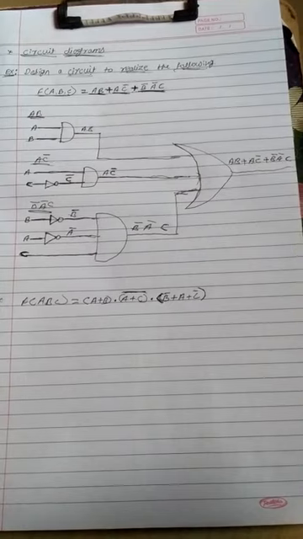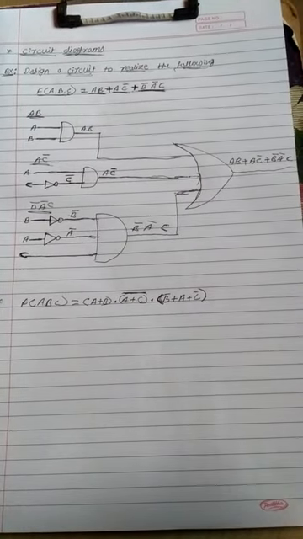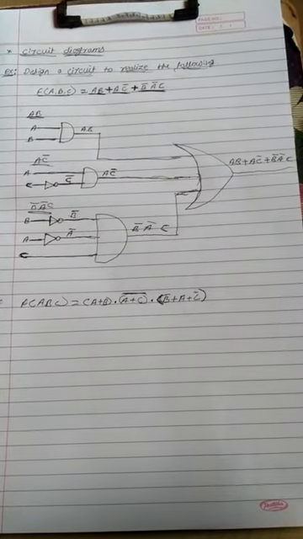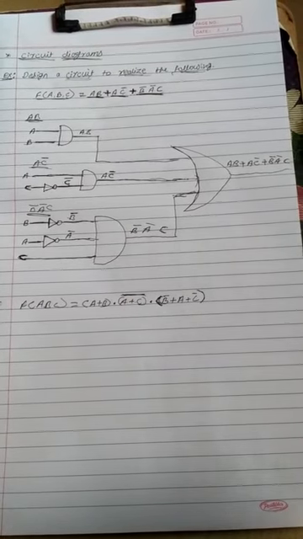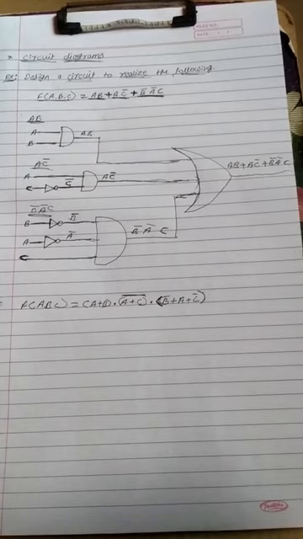Okay. So this is about our basic gates, derived gates, and some logical diagrams. Only one concept remains in this chapter. I will continue in the next class.